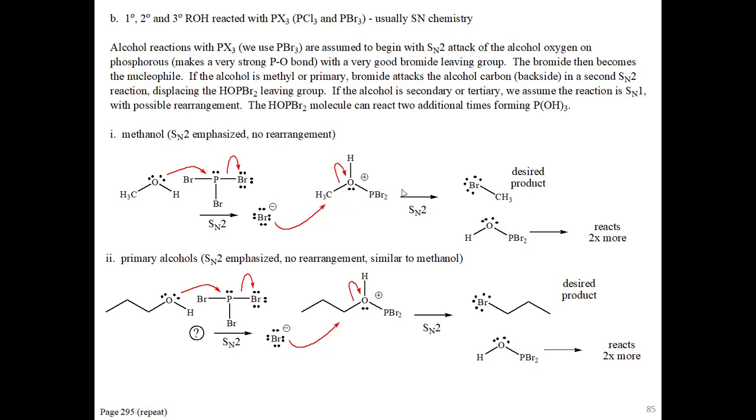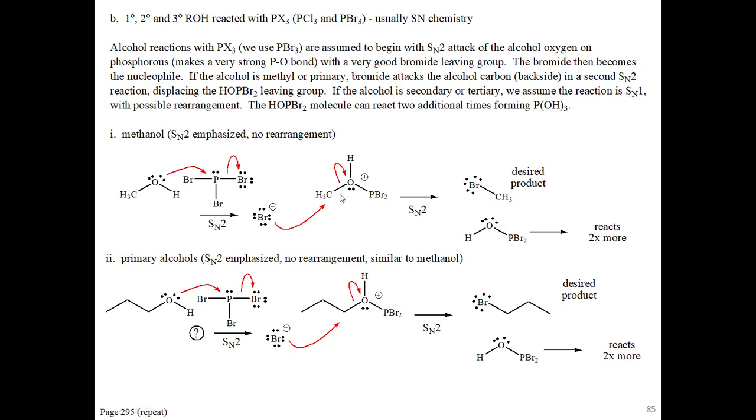Now when I do that, this whole thing becomes a good leaving group. It becomes a neutral molecule leaving group. I have bromide in there, and just as above where I pushed off water, now I can push off this sort of a phosphoric acid. So I push that off. Notice there's still two bromines here, and I can do this 2 more times with 2 more alcohols. And I made my bromoalkane.